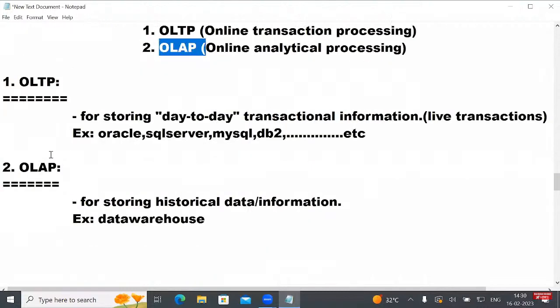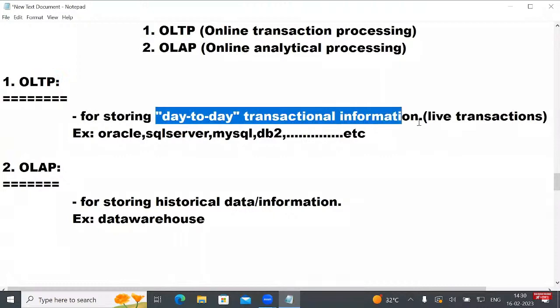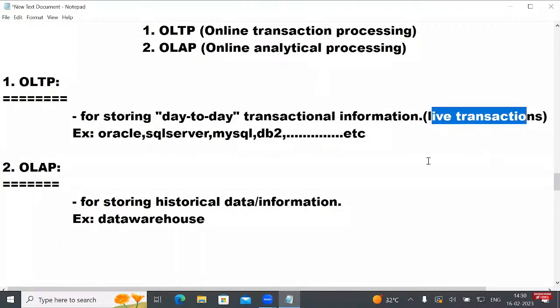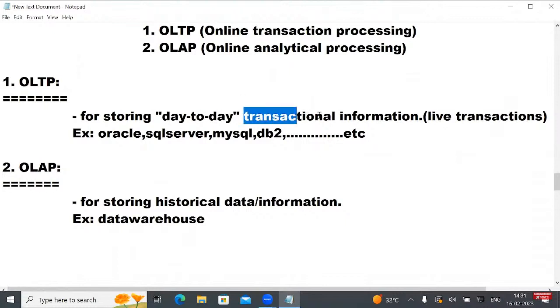Coming to the differences between OLTP and OLAP and what purpose we use them for: yesterday we said OLTP is used for storing day-to-day transactional information for your live transactions, for your running business. My company is still going on, yes or no? The business will not stop. For the running business, whatever transactions are performed day by day, all the day-to-day transactional information we keep in OLTP databases. That's why the name is transactional.